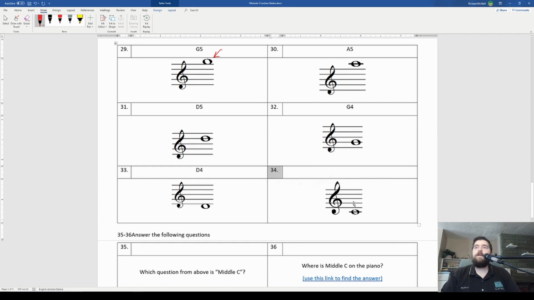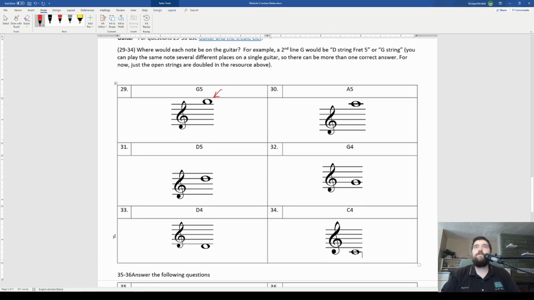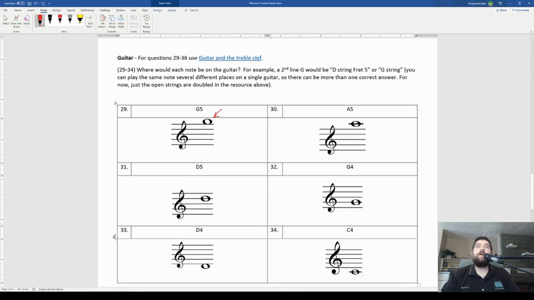All right, and number 34. I know that this one is C4. That one is our middle C. It's the ledger line below the staff. And that is all we have for these, numbers 29 through 34 on your Module 5, Assignment 2.